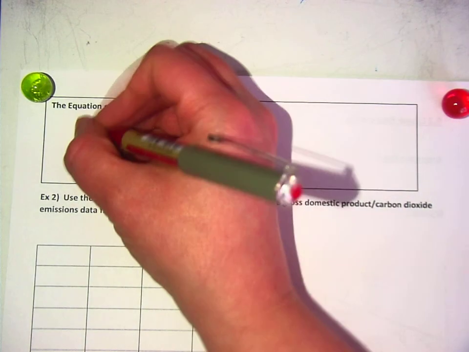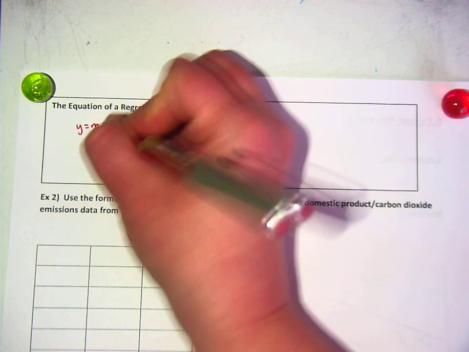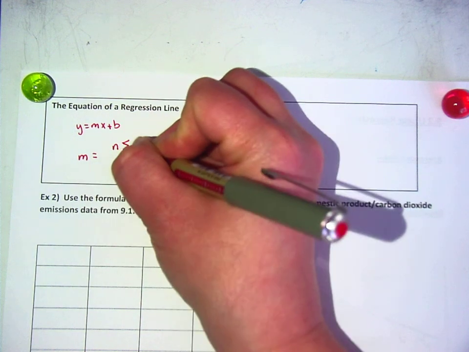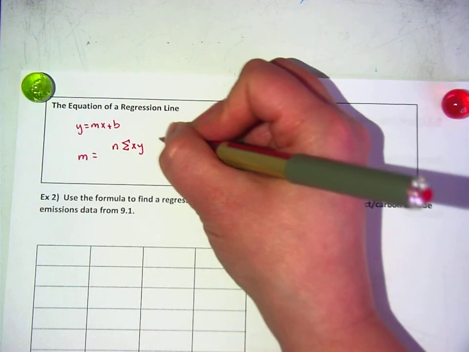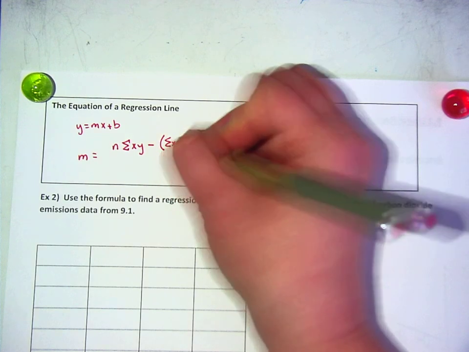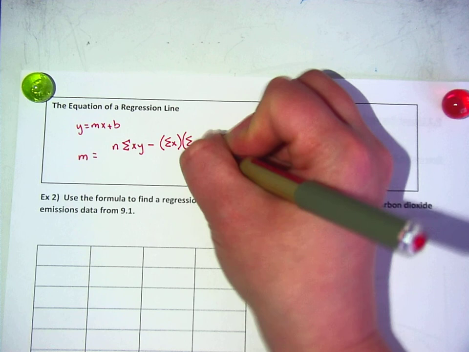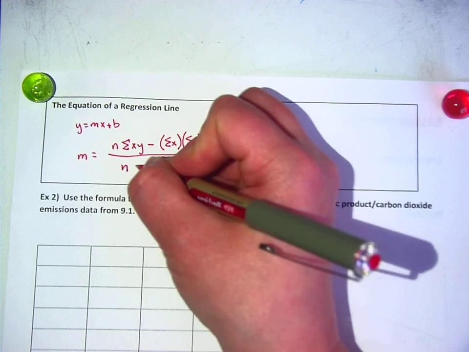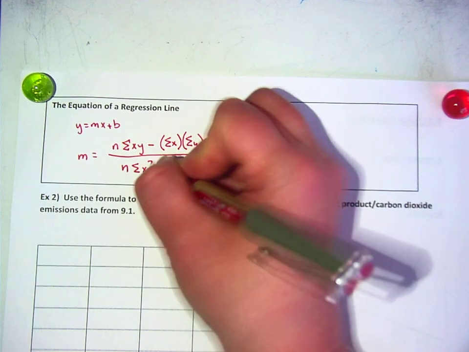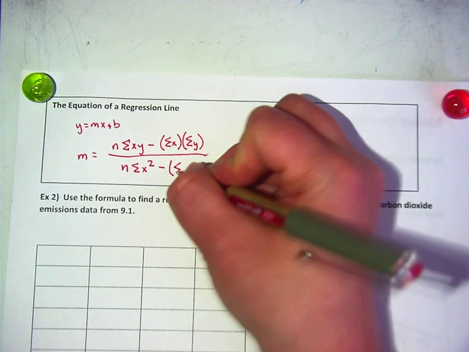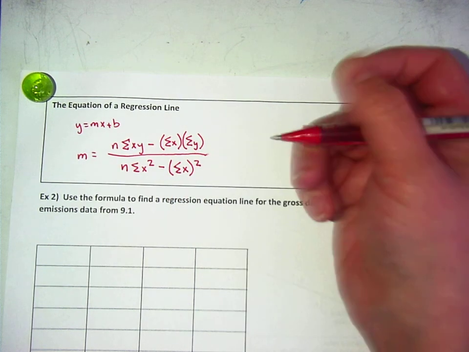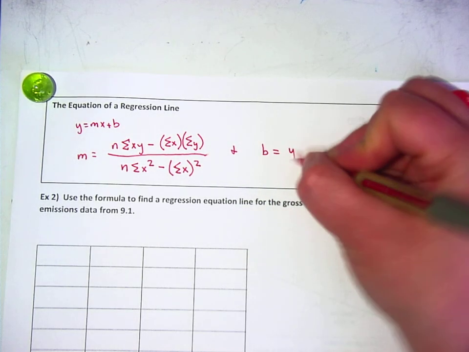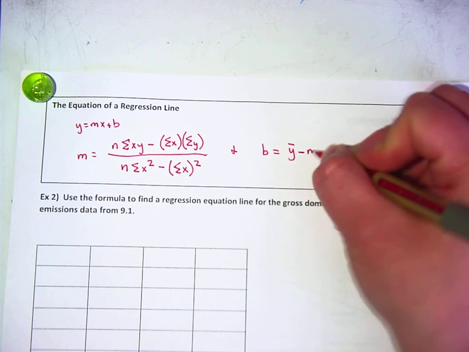So, for y equals mx plus b, the m is n times the summation of xy minus the summation of x times the summation of y, over n times the summation of x squared minus parentheses the summation of x and then a squared, and b equals y bar minus m times x bar.